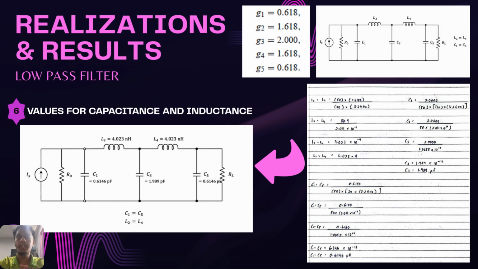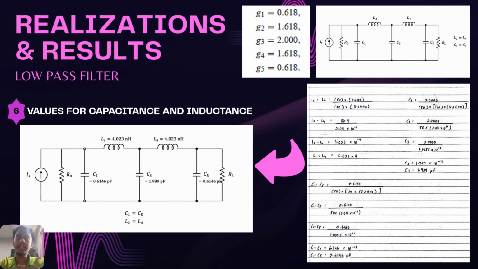For the next step, we need to find the values of capacitance and inductance. Our prototype circuit is in the slide at the top right corner. So we need to find the values of C1, L2, C3, L4, and C5, using the G values that we got before. The formula for the shunt capacitors is the Gk value divided by impedance and angular cutoff frequency, and for the series inductors we use the formula of impedance multiplied by Gk value and divided by angular cutoff frequency.